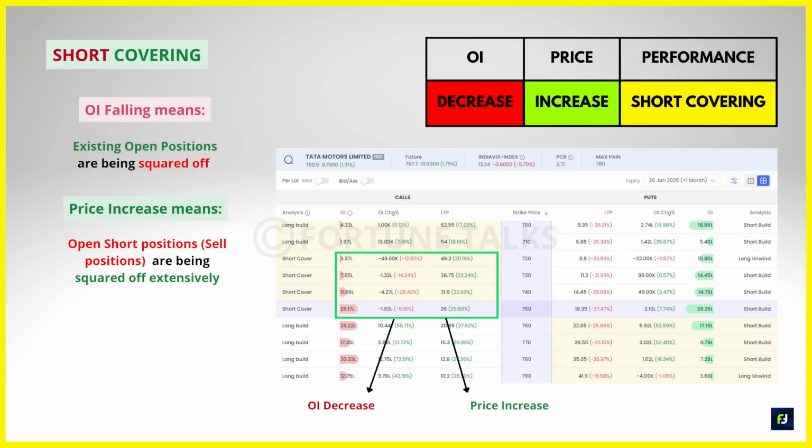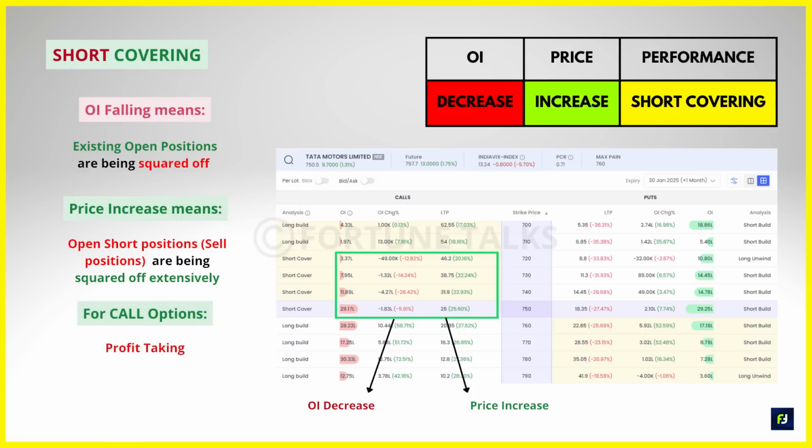Thus, price rising and OI falling cannot be considered strongly bullish, but it is considered weakly bullish. So, for the unaware traders, it can serve as a trap, forcing them into thinking that new long positions are being created. But this is not actually true.